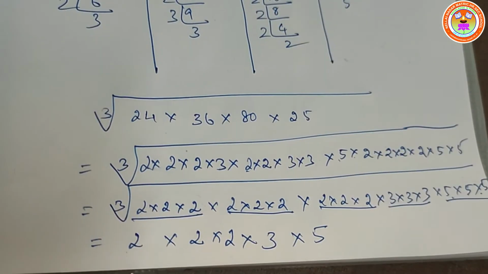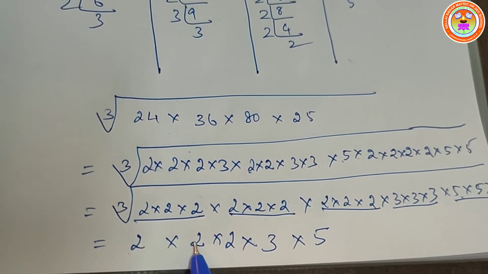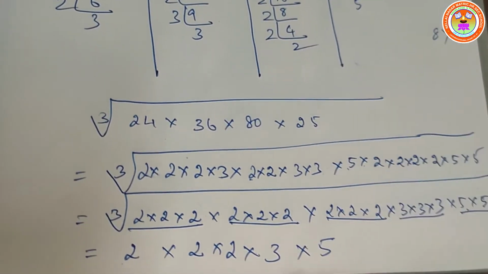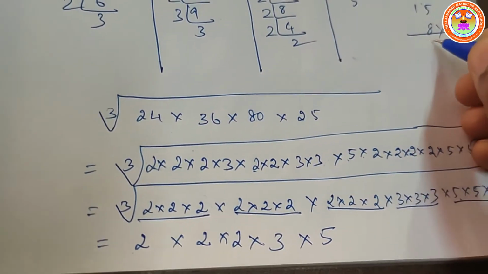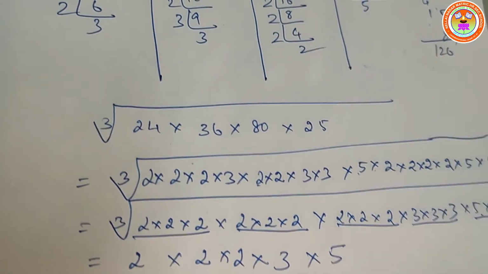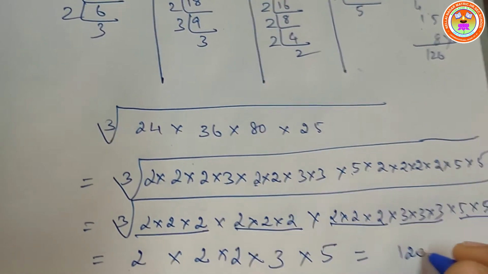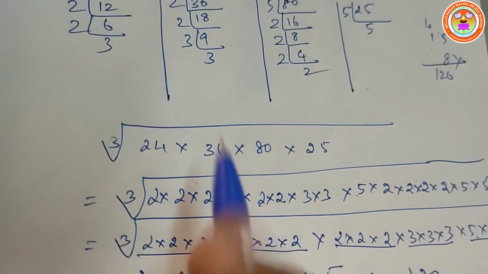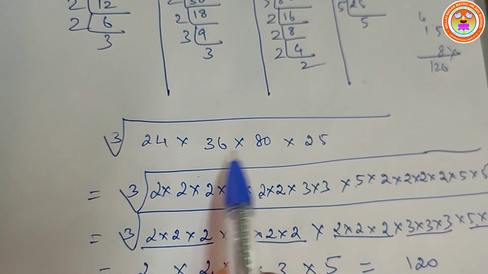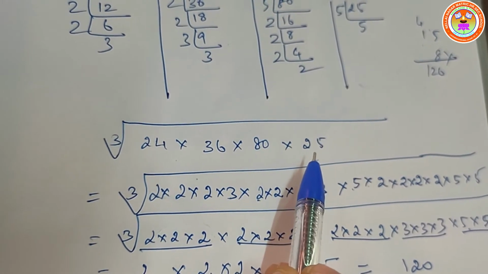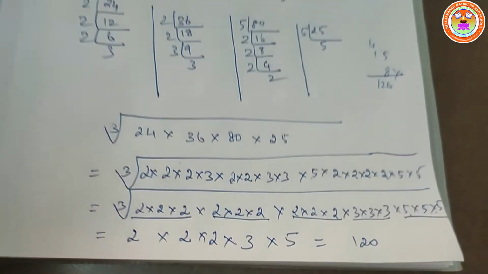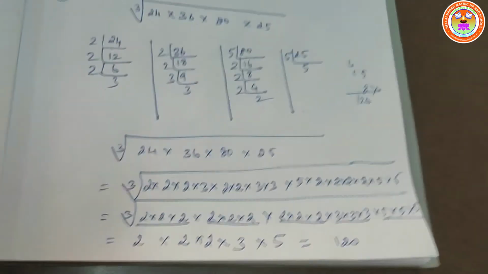So now you have to multiply this, 2 into 2, 2 2s are 4, 4 2s are 8, 8 into 3 is 24, 24 into 5 is 120. So the answer is 120. The cube root of 24 into 36 into 80 into 25 is 120. Now we'll move on to the next question.